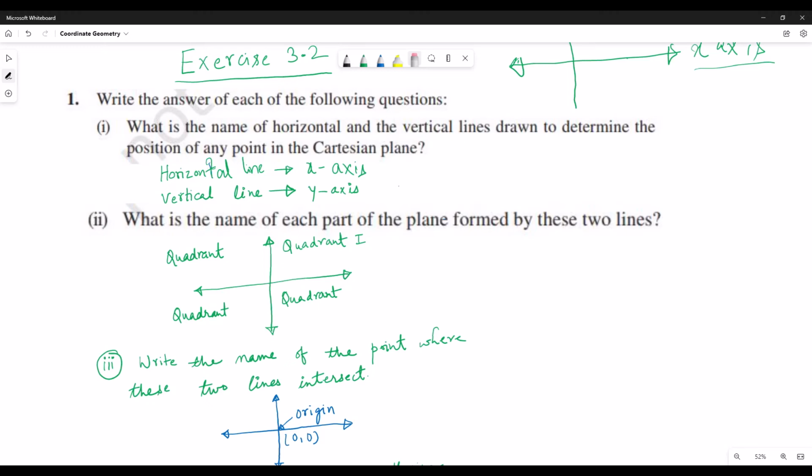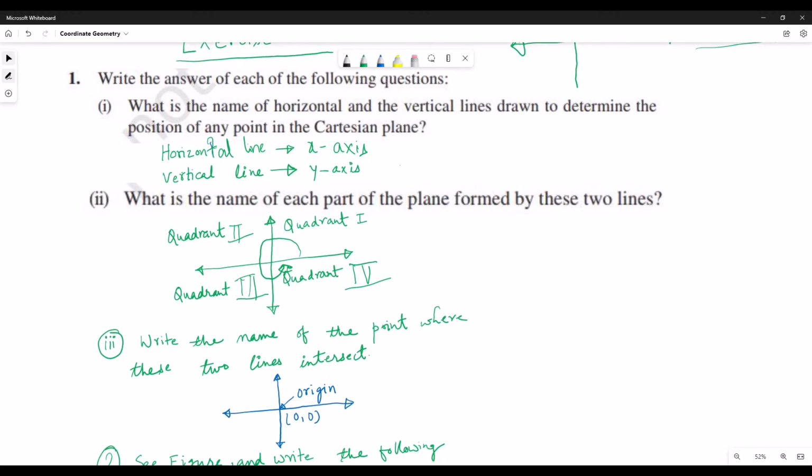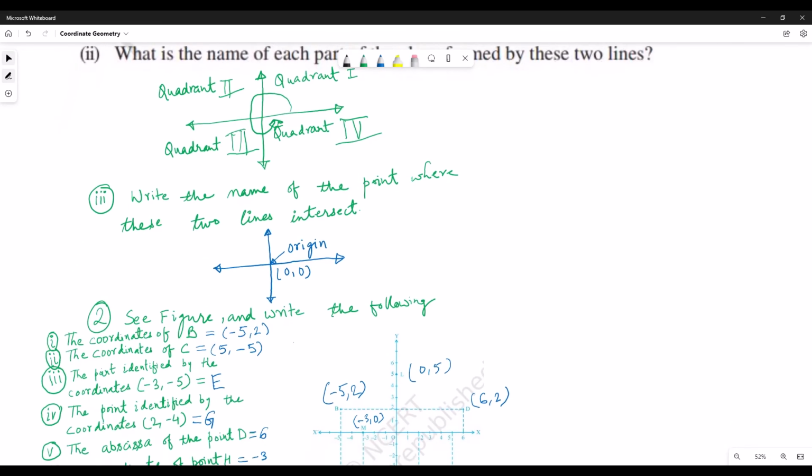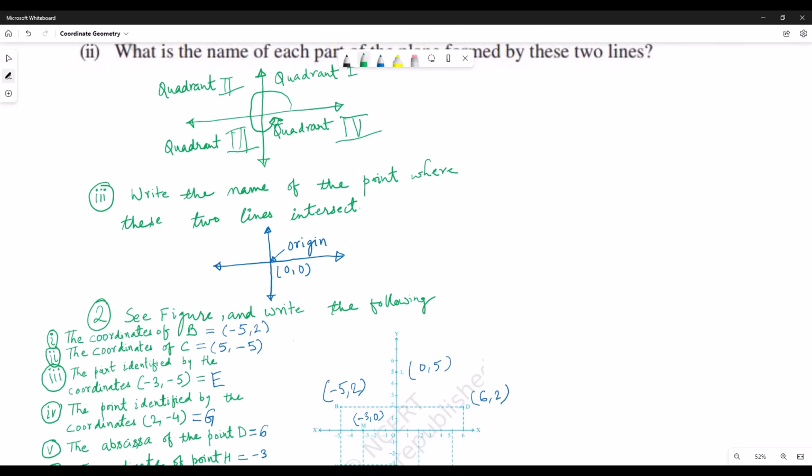Where x and y both are positive, that is quadrant 1. Where x is negative, y is positive, is quadrant 2. Where both x, y are negative is quadrant 3. And where x is positive and y is negative is quadrant 4. So we have to move anti-clockwise from the x-axis in this direction. So if you go anti-clockwise, you get quadrant 1, quadrant 2, quadrant 3, quadrant 4. Remember the term anti-clockwise.